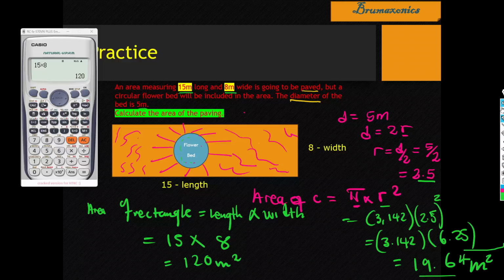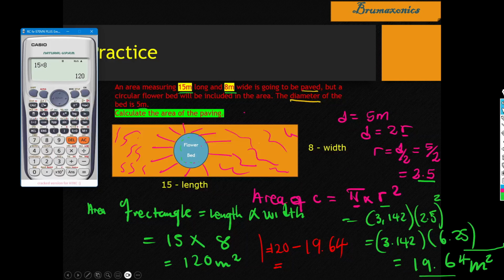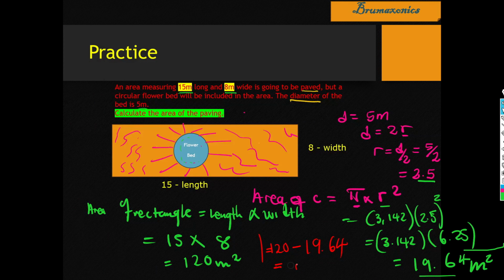So it means that now we are able to subtract them from each other, and then we will be able to get our solution, right? So we have 120 minus 19.64, and then this will equal the following: 120 minus 19.64, and then our answer here will be 100.36. So this is the solution for this question, and I hope that you do understand.